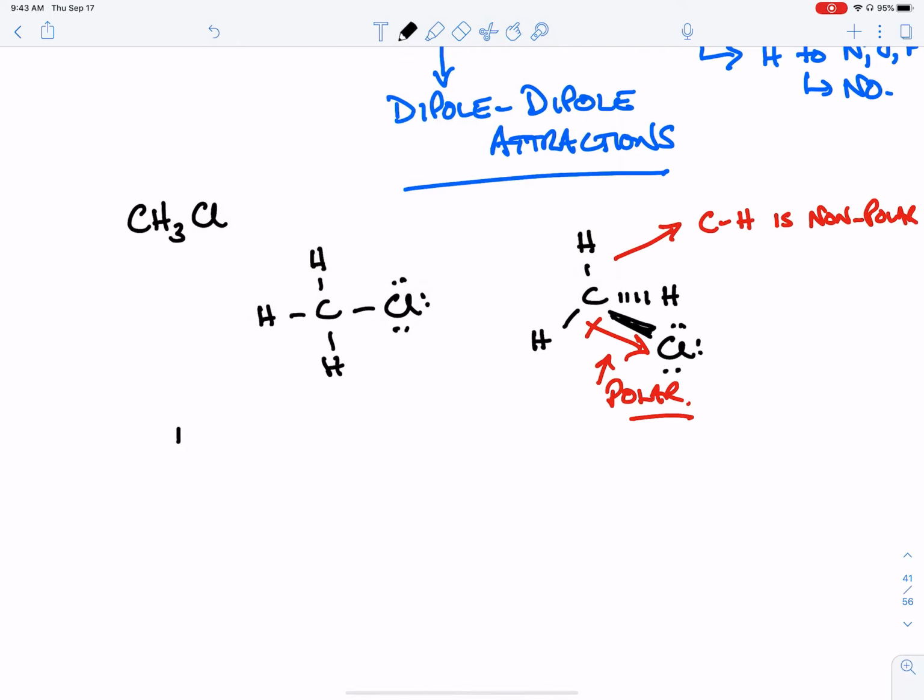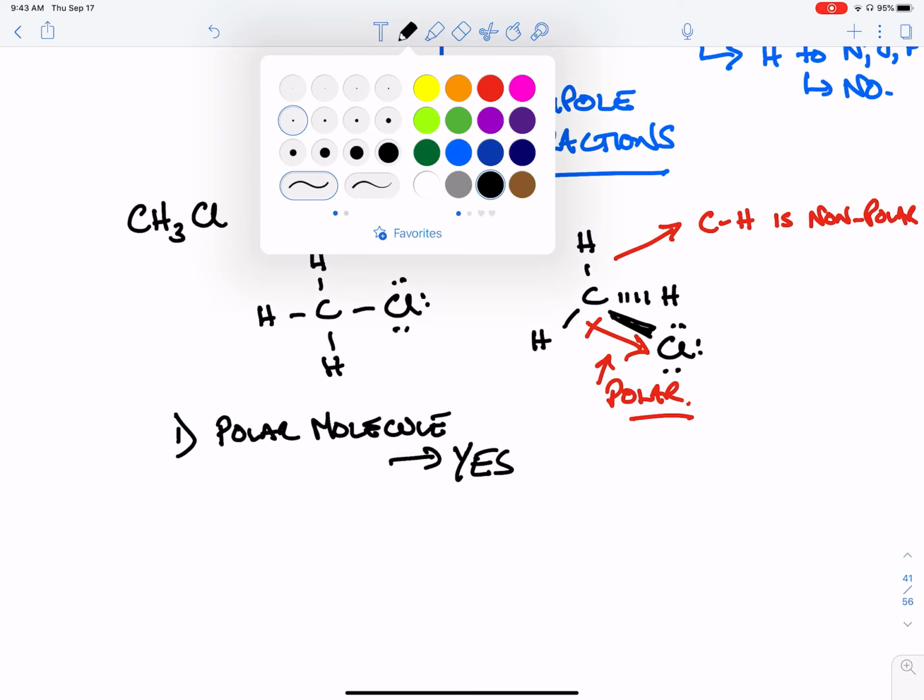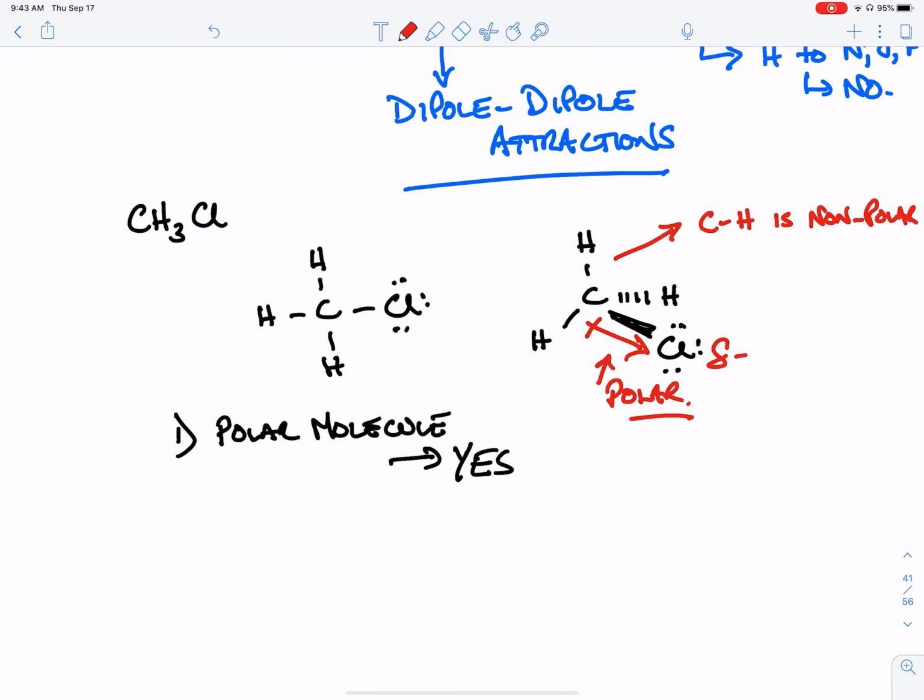This is the first question we want to ask. Do we have a polar molecule? And the answer is yes, because we have a polar bond, carbon-chlorine, and because we have a polar bond, the separation of charge exists. This end is negative, and this end is positive. And so we have a polar molecule. Because we have a polar molecule, we have dipole attractions, because we've produced a dipole.